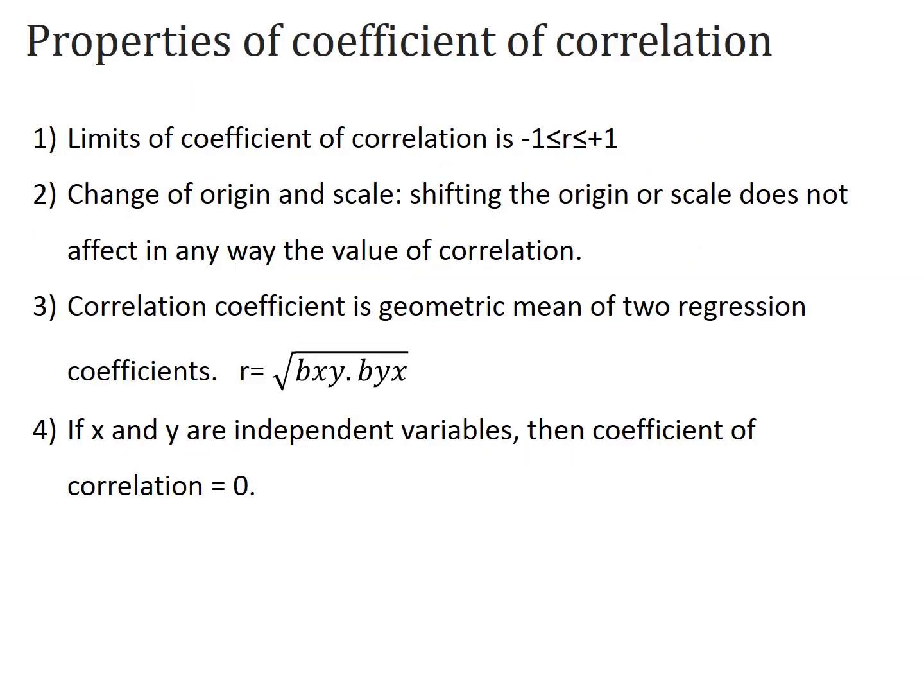Properties of coefficient of correlation. Limit of coefficient of correlation is from -1 to +1. Shifting the origin or scale does not affect in any way the value of correlation. Correlation coefficient is the geometric mean of two regression coefficients, and if x and y are independent variables, then coefficient of correlation is equal to 0.